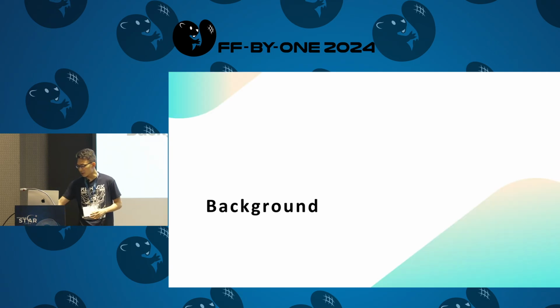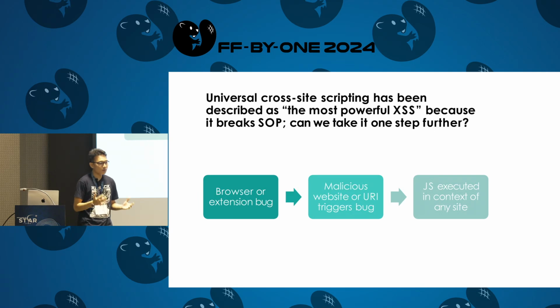Cool. So let's start with some background. Some of you may have heard about universal cross-site scripting, which they call the most powerful XSS. Why is that? Because it's not a vulnerability in the web page, not in the HTML or the scripts. It's a vulnerability in the browser itself, or in some cases extensions, because people use extension vulnerabilities to trigger that. What this means is that the XSS triggers on any page, regardless of what kind of scripts are in the DOM of the target website.